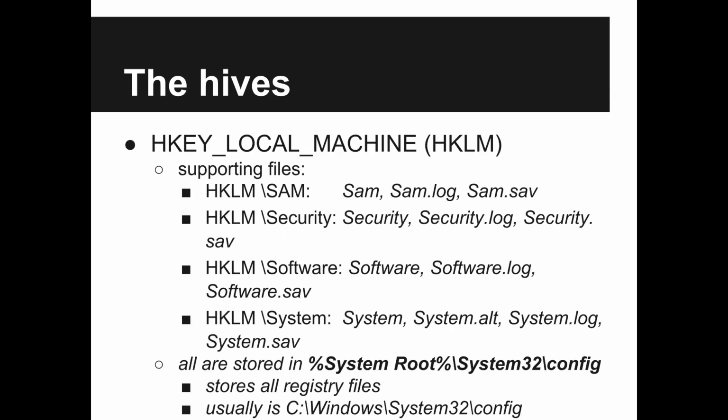And in general, these hives are actually sub-hives of the local machine hive, which is sometimes just known as the HKLM hive. They each have their own corresponding files along with the .log and .sav, and they are typically stored in whatever directory maps to the shortcut for system root, in the system32/config folder. That's typically where you will find all registry files.